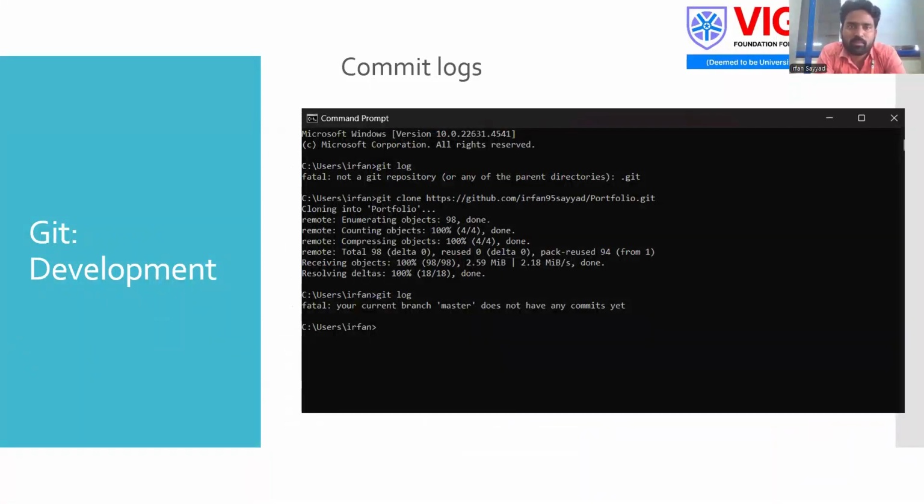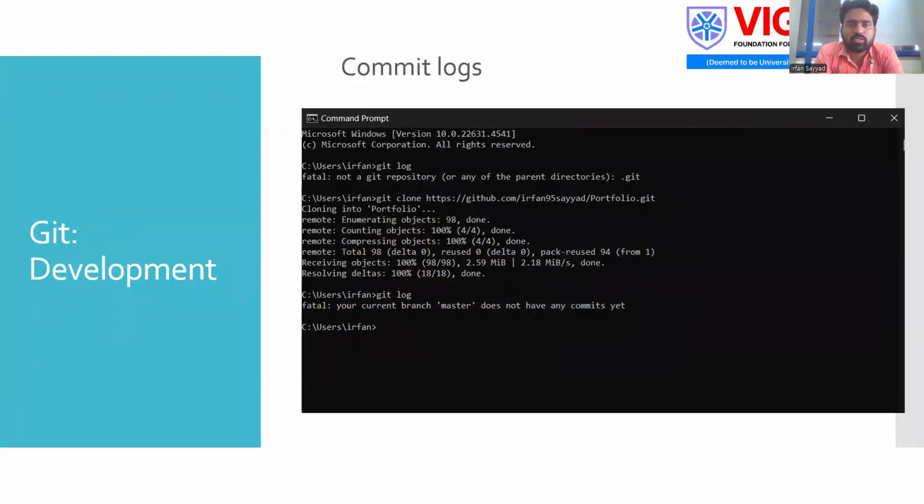So here is one example of those commands. I am checking the log, and the command is git log. At first I had not initialized anything, so when I gave the command git log, it said fatal: not a git repository. That means I didn't do any cloning from any repository, and that's why it gave the fatal error, not a git repository.